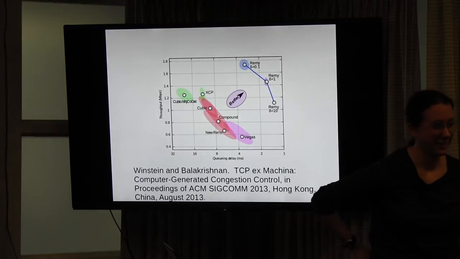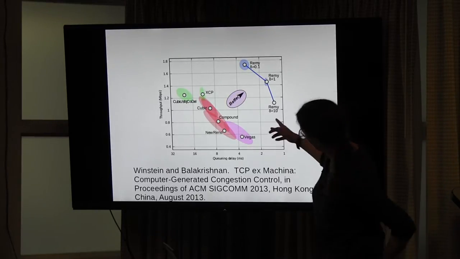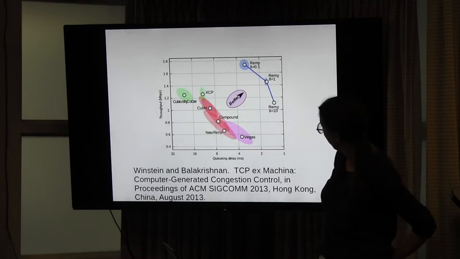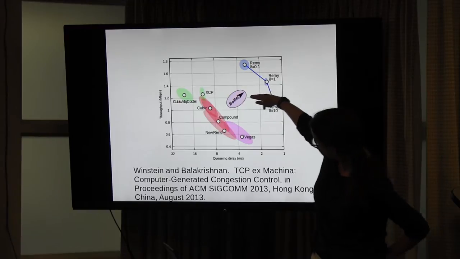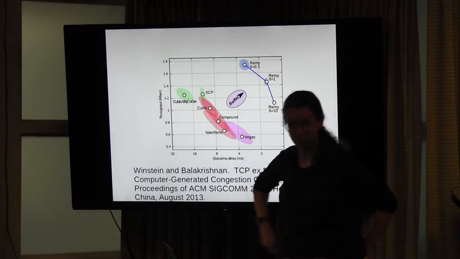Yes? Do you know how much more optimal this was than traditional back-off? So this is the figure from his paper. Queuing delay is smaller, the throughput is higher. So I don't know, 1.8 megabytes per second versus 1.2 megabytes per second.